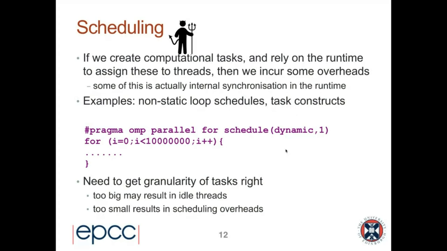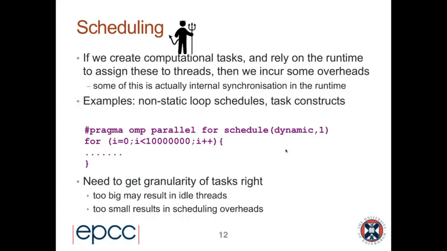The places where this can be a problem are if you have non-static loop schedules. If you use dynamic or guided loop schedules, there's some scheduling overhead in there, and also with tasks as well. So I have an example like this. If I have a loop with a lot of iterations, where every iteration doesn't do very much computation, and I parallelize it and use a dynamic schedule with a chunk size of 1, that means I'm creating an awful lot of tiny computational tasks which have to be scheduled by the runtime. That may not pan out very well. You may just drown in overheads.